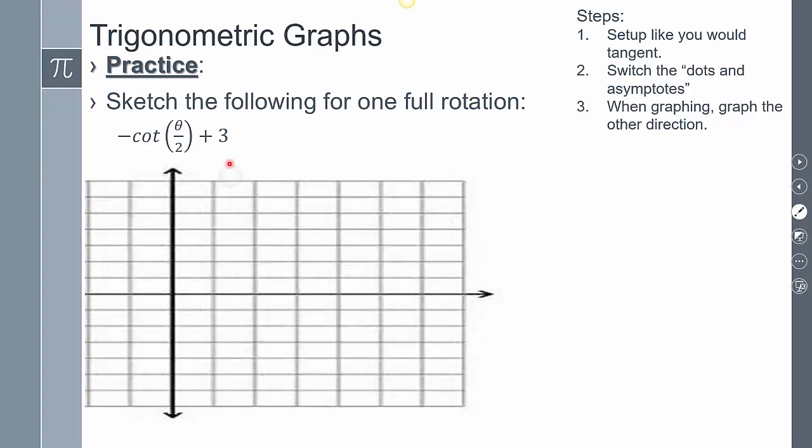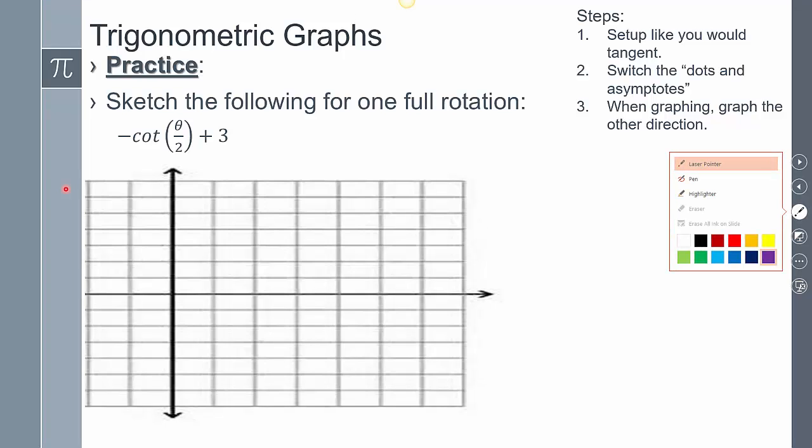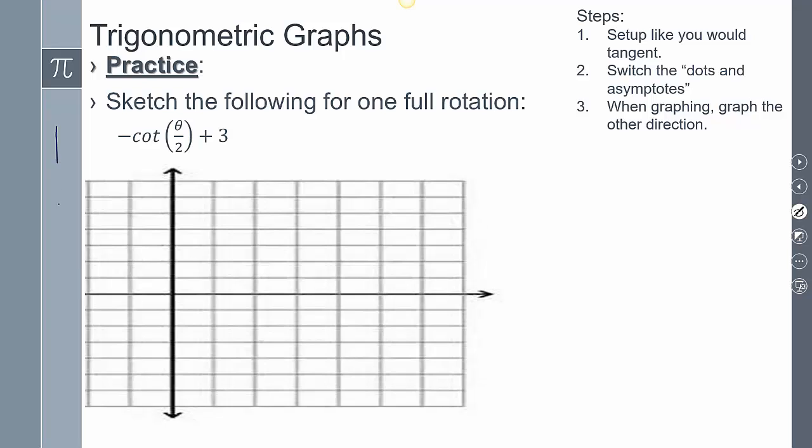Negative cotangent of theta over 2 plus 3. So now describing it, I know that tangent is normally dot, asymptote, dot, and so that would be like my tangent there. But I know that because it's cotangent, I'm going to have to switch things, and I can't forget I have a reflection over the x. I don't have an amplitude.